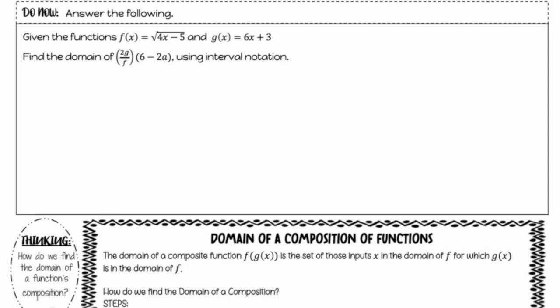So for today's Do Now, we are asked to answer the following. We have been given our functions f of x and g of x, and we want to find the domain of 2 times the g function, all divided by the f function, where my input is this 6 minus 2a, using specifically interval notation. So I'm going to make you pause this video, try this problem out, and let's see if our results match.